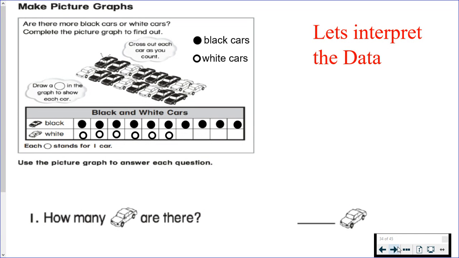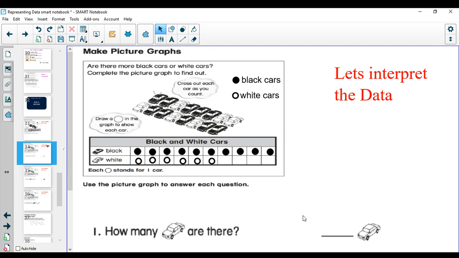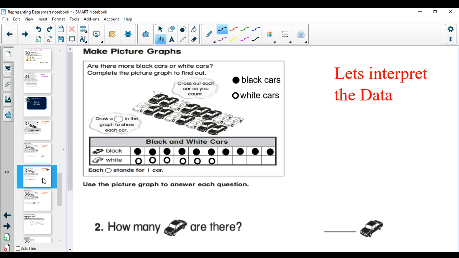Now we can interpret the data. So we want to count how many white cars there are, and we're going to write that down. All right, we see that there's 6 white cars. Next, we're going to write down how many black cars we saw. We saw 1, 2, 3, 4, 5, 6, 7, 8, 9, 10 black cars. So we'll write that down in number form.